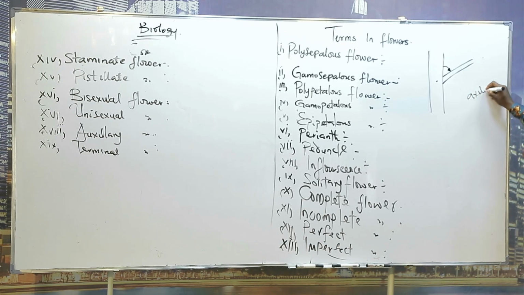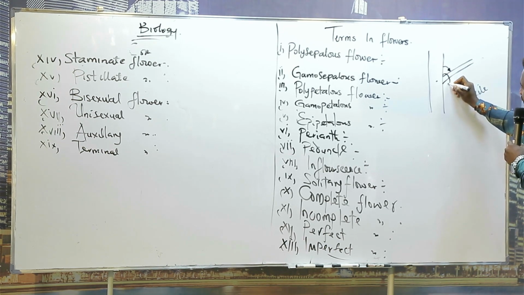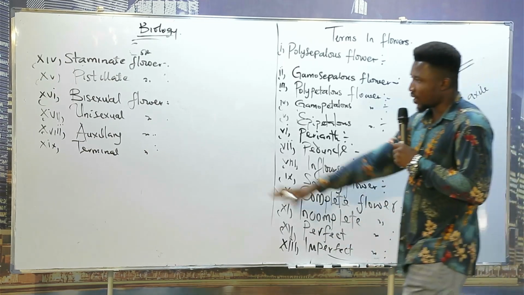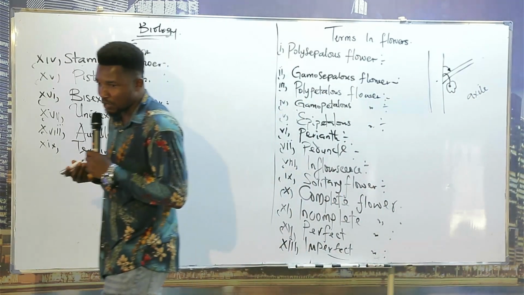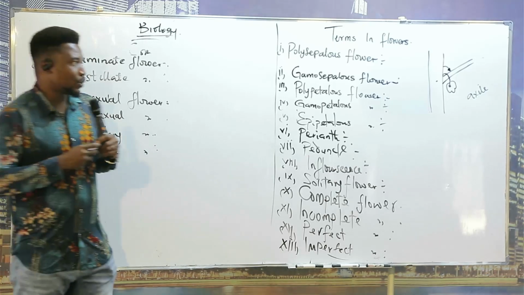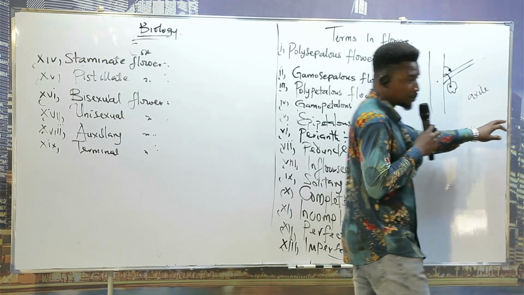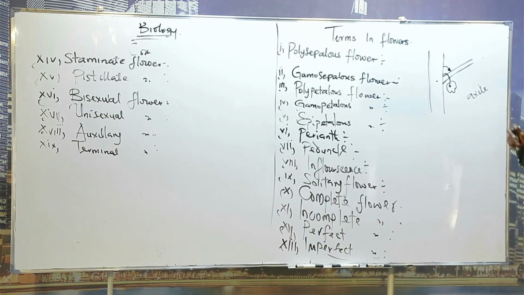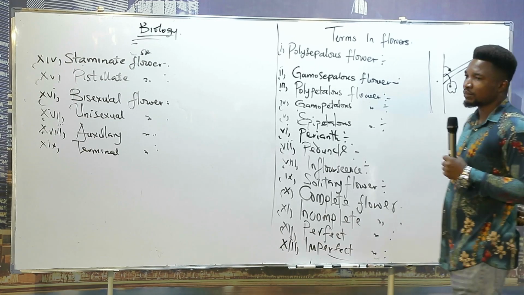I think this is the axil part of a plant. That's what we call it. So any flower that grows out of here is what we call the axillary flower. Do you understand? So any flower that grows out of the axillary position of a plant is what we call the axillary flower. Can we write?